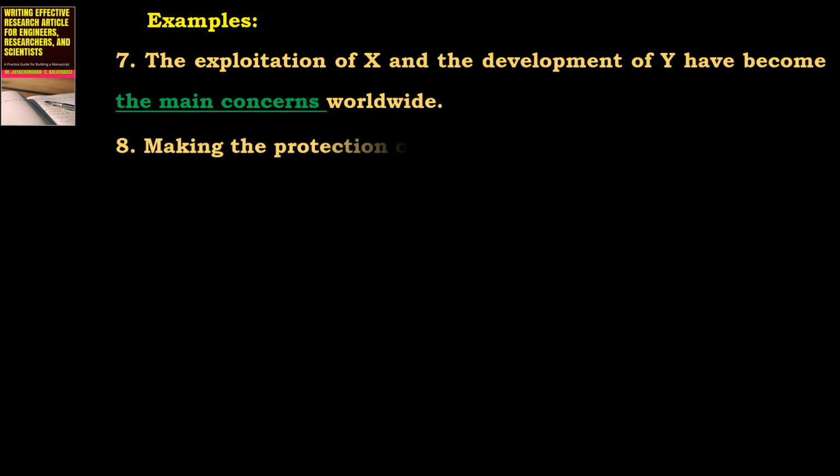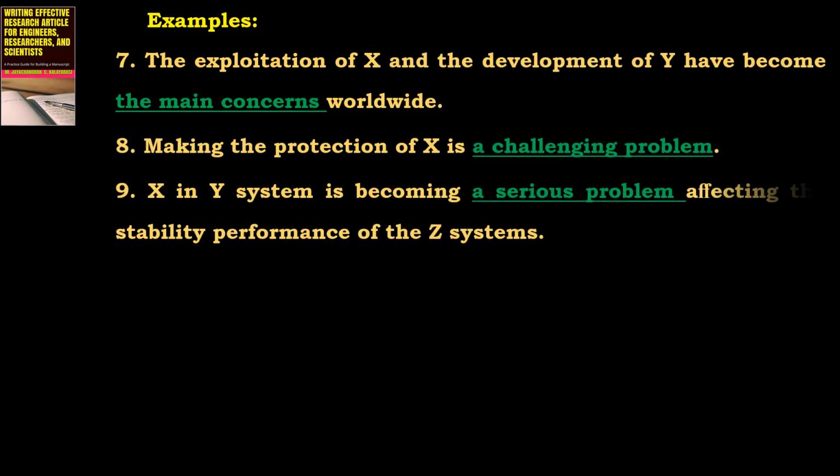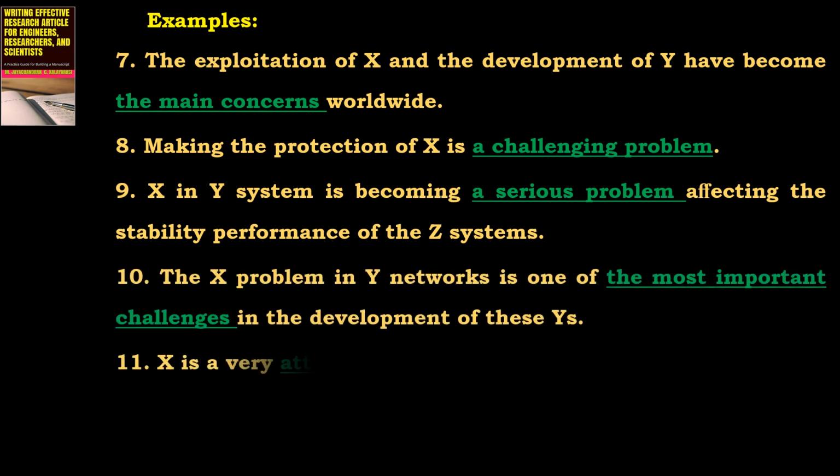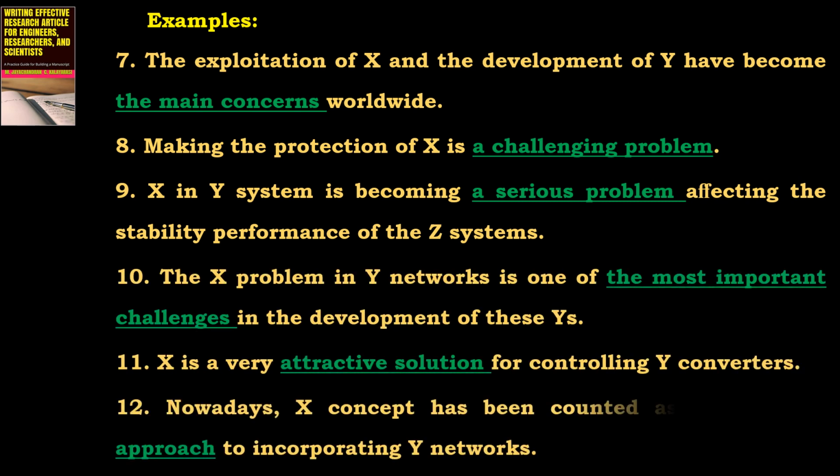7. The exploitation of X and the development of Y have become the main concerns worldwide. 8. Making the protection of X is a challenging problem. 9. X in Y system is becoming a serious problem affecting the stability performance of the Z systems. 10. The X problem in Y networks is one of the most important challenges in the development of these Ys. 11. X is a very attractive solution for controlling Y converters. 12. Nowadays, X concept has been counted as an effective approach to incorporating Y networks.